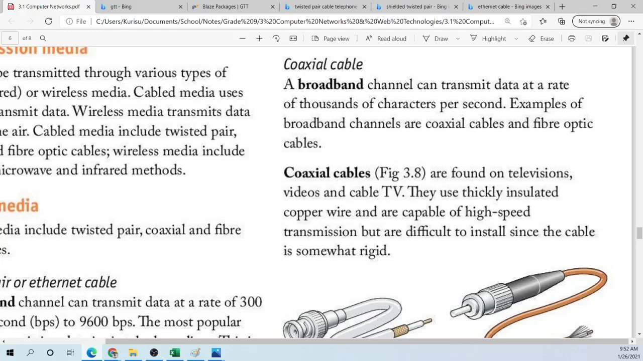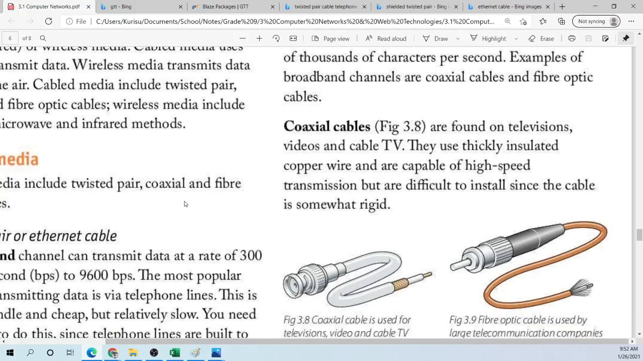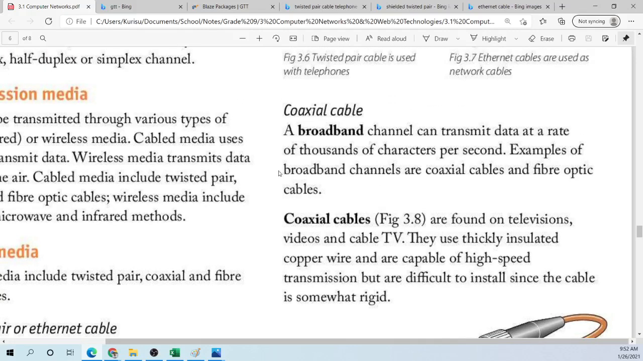Coaxial cable. A broadband channel can transmit data at a rate of thousands of characters per second. Examples of broadband channels are coaxial cables and fiber optic cables. Coaxial cables are found on televisions, videos, and cable TV. They use thickly insulated copper wire and are capable of high-speed transmission but are difficult to install since the cable is somewhat rigid.